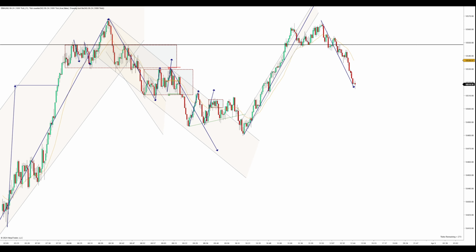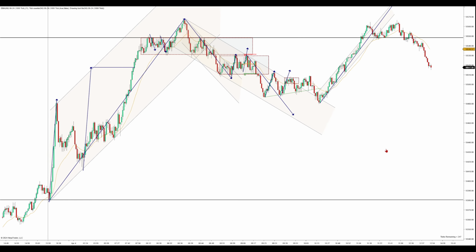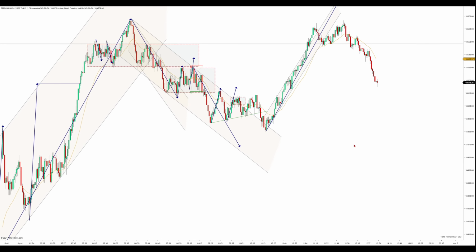But yeah, I'm probably just going to be done for the day. I might stick around for a little bit and trade a little longer, but I doubt that I'm going to be seeing a full-on reversal pattern.